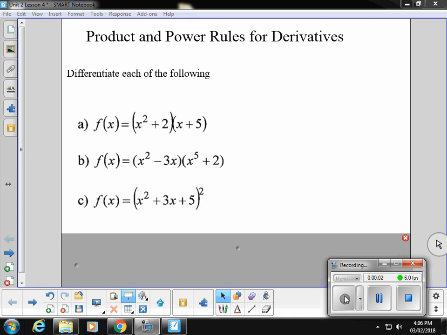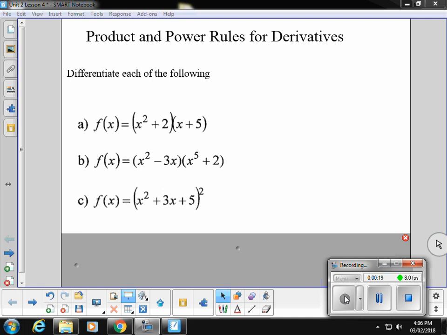Okay, calculus, we're on day 5 of Unit 2, and we're going to show you some new rules for derivatives today. So I'm going to differentiate or find the derivative of these three functions, and we're going to do it in two different ways. They're both perfectly acceptable.